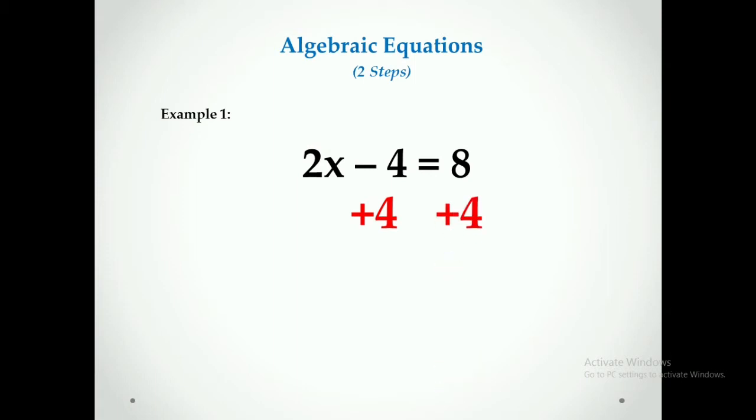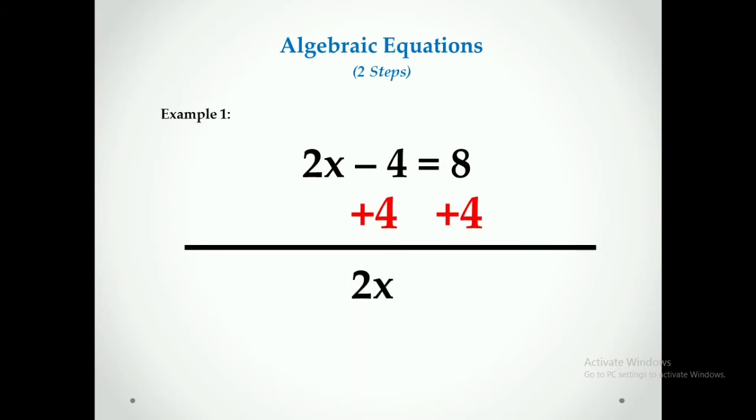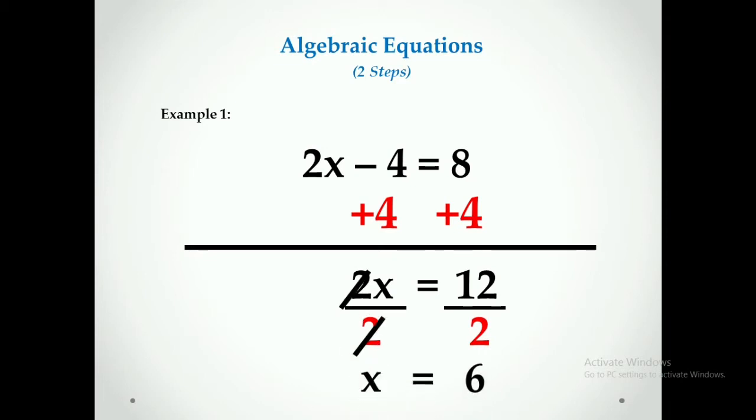Adding 4 to both sides now will leave us with 2x equals 8 plus 4, and that's 12. And now there's one last step. Since we're multiplying x by 2, we have to divide by 2, and dividing one side by 2 means that we have to divide both sides by 2. So x is going to be equal to 12 divided by 2, that's 6.